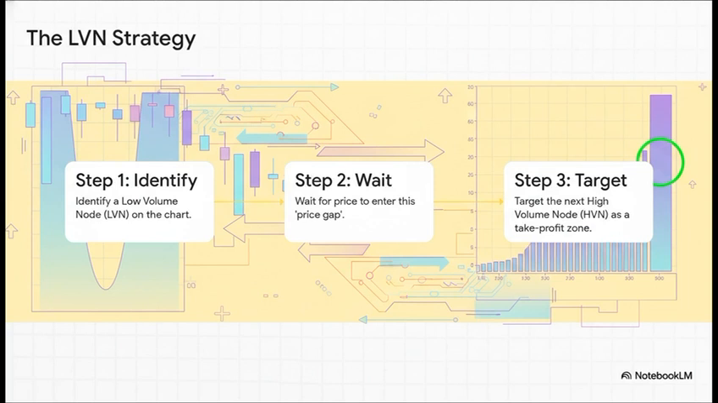This gives us a really simple, logical way to think about trades. First, you spot an LVN, one of those obvious gaps in volume. Next, you just wait for the price to actually enter that zone. Because remember, the market doesn't want to be there. And finally, you can anticipate that the price is going to want to zip across that gap and head for the next stable area, the next high volume node, which makes it a super logical place to think about taking profits.